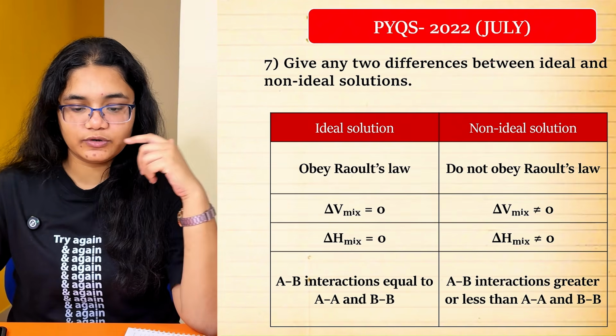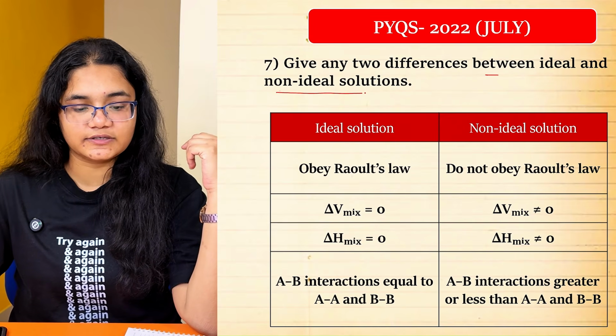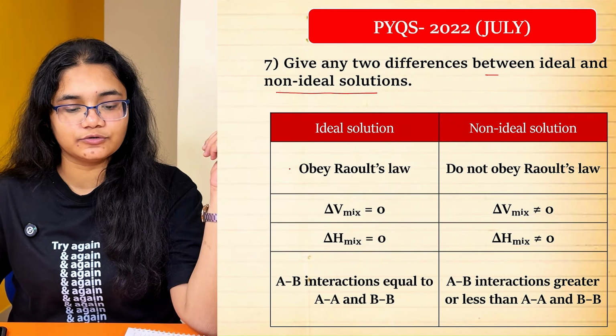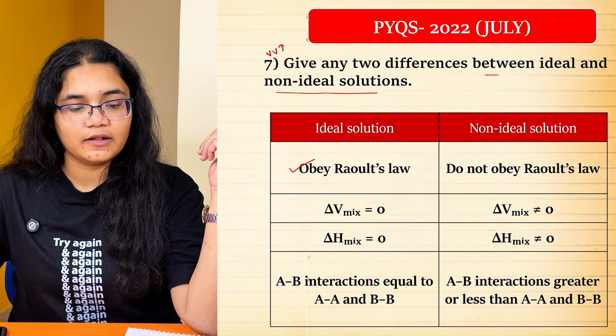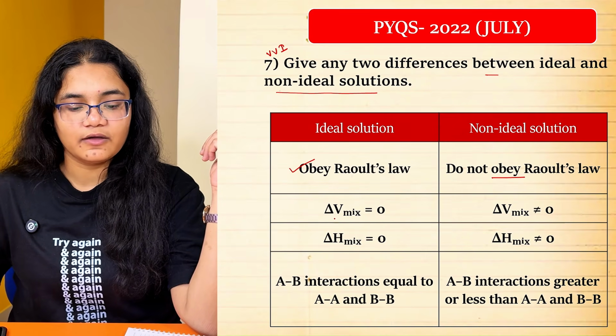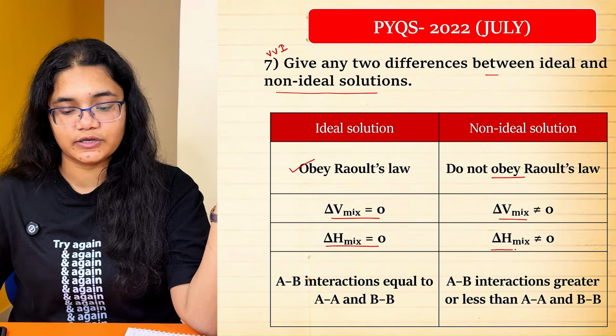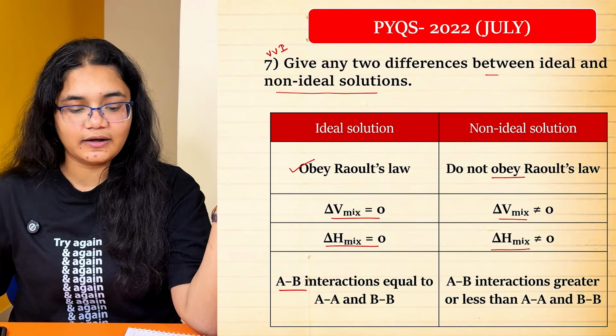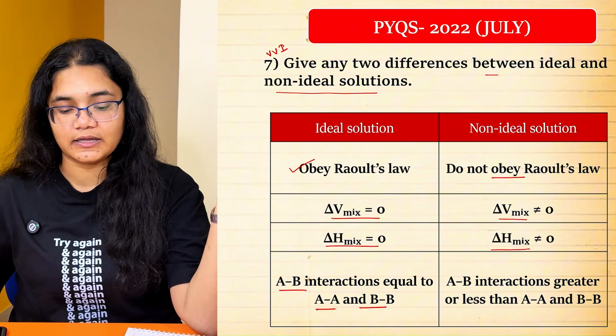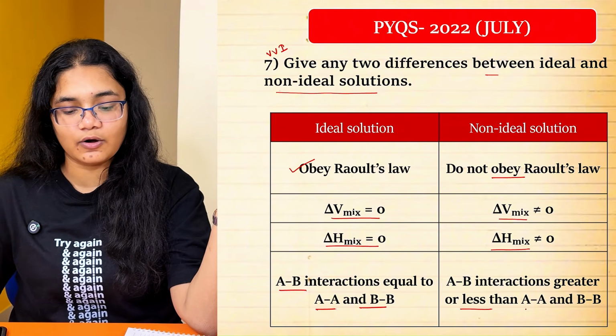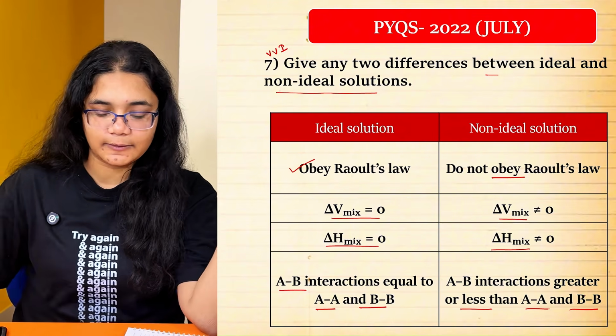Next question, give two differences between ideal and non-ideal solution. Super important question. An ideal solution obeys Raoult's law, while a non-ideal solution does not obey Raoult's law. Delta V mix is equal to 0 here, not equal to 0 there. Delta H mix is equal to 0 here, not equal to 0 there. Here AB interactions are equal to AA and BB; there they are not equal, and can be either greater or less than AA and BB.